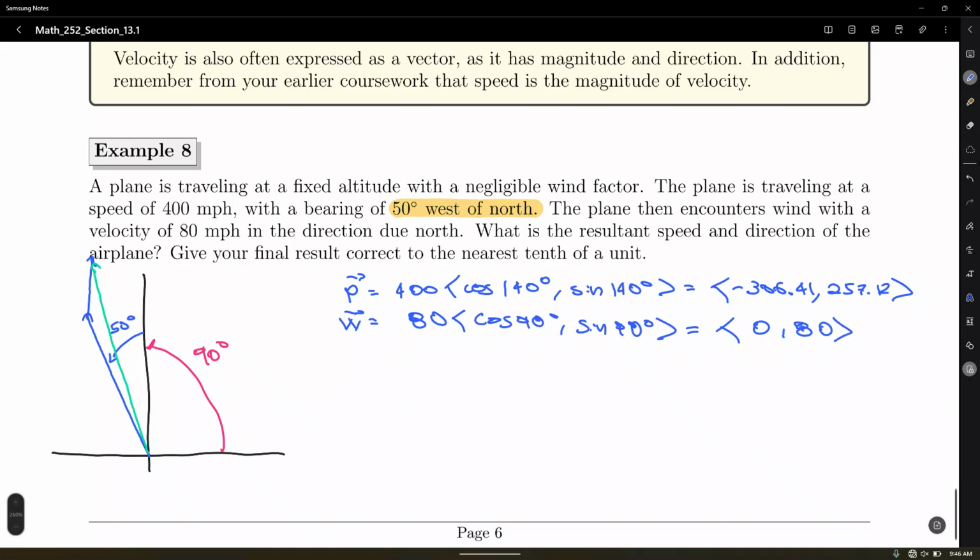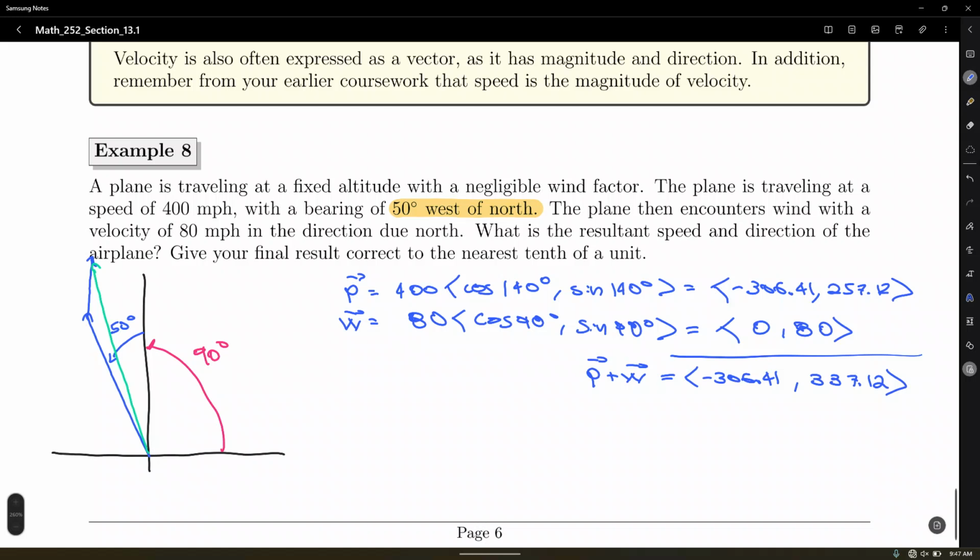So the resultant vector, I'm going to add these two vectors together. That's going to be p plus w. Both are vector quantities. So that's negative 306.41 and 257.12 plus 80. That's going to give us 337.12. So that's a resultant vector, right? So that's the vector in green, by the way, that goes from the tail of the first vector to the head of the second vector. That again, I'm going back to the triangle method in a way. So, okay, so that's the vector representation.